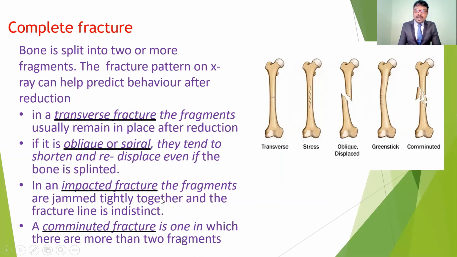Next one is the impacted fractures. The fragments are jammed tightly together and the fracture line is distinctive. If you see in this one, the fracture fragments are going to be tied together. So that is the impacted fracture.